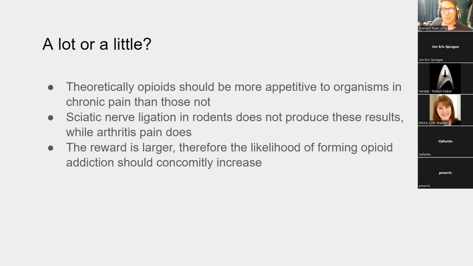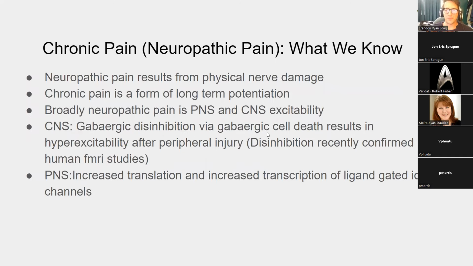So it depends on the animal model. If you look at sciatic nerve ligation models, it actually makes reward less in rodents, whereas arthritis pain increases consumption of opioids in rodents. So the exact relationship between injury and reward is not clear, but there seems to be some tenuous evidence that it has something to do with it.